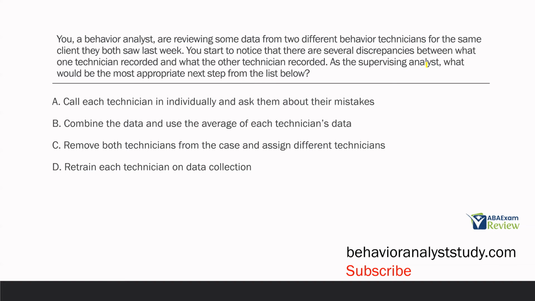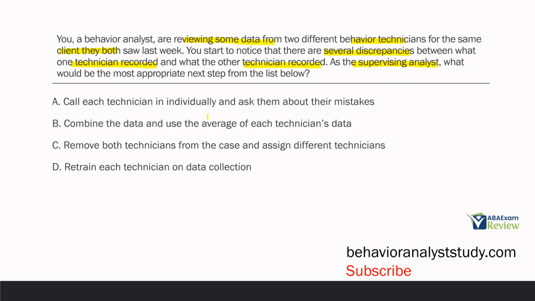So you are the supervising analyst here, and what is happening? Well, you're looking at data from 2 different technicians, and it's from the same client. So we would expect that data to be pretty consistent. However, you see there are several discrepancies between what one technician recorded and what the other technician recorded. That's a problem, right? Because we want our data from all the team to be very consistent. That's what we talk about when we talk about inter-observer agreement. We're very much lacking IOA here. As the analyst, what's going to be the most appropriate next step from the list below?